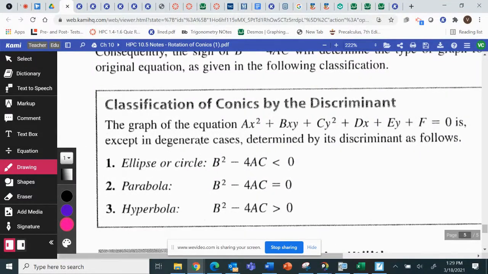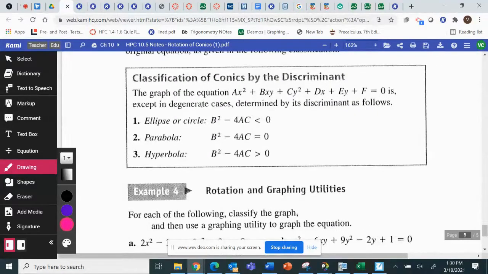We can actually classify a conic by its discriminant. If you do b squared minus 4ac and the answer is less than 0, it could be an ellipse or a circle. If it's equal to 0, parabola. If it's greater than 0, hyperbola. The problem is if you have a degenerate equation, you might think it's something else. Like you might think it's a hyperbola when it's really just 2 lines crossing. So that's the only tiny little problem.